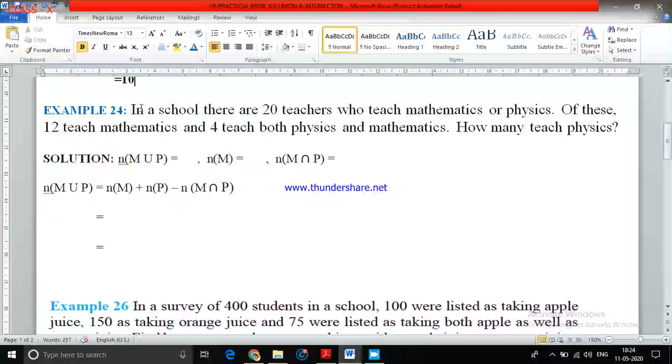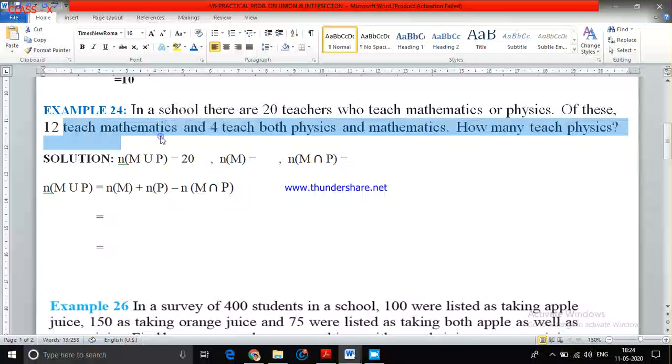Next example: in a school, there are 20 teachers who teach mathematics or physics. So wherever I have the 'or' condition, I'll go for union, n of M union P. M for mathematics, P for physics. So how many are there? 20 teachers who are teaching mathematics or physics. Out of these, 12 teach mathematics.